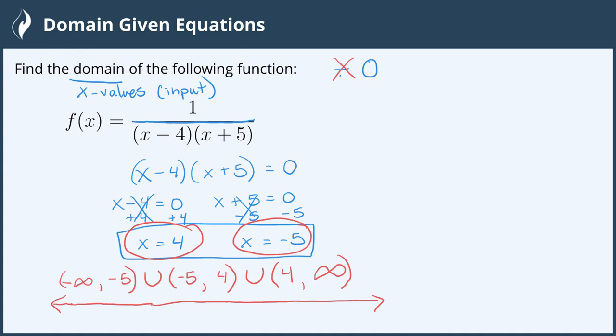So the domain for this function goes from negative infinity to negative 5, union negative 5 to 4, union 4 to positive infinity. And that's our domain. And now we're all done.